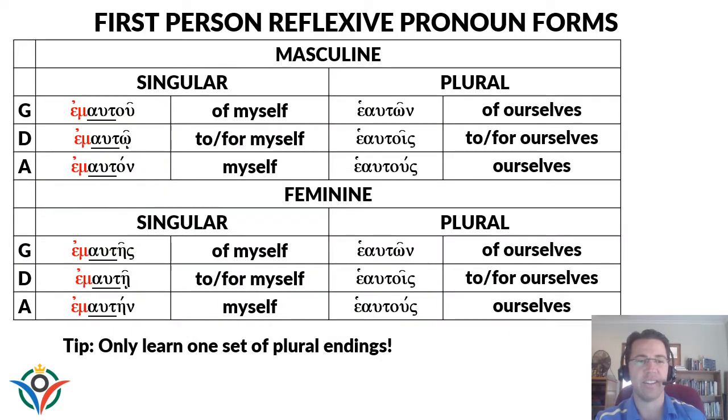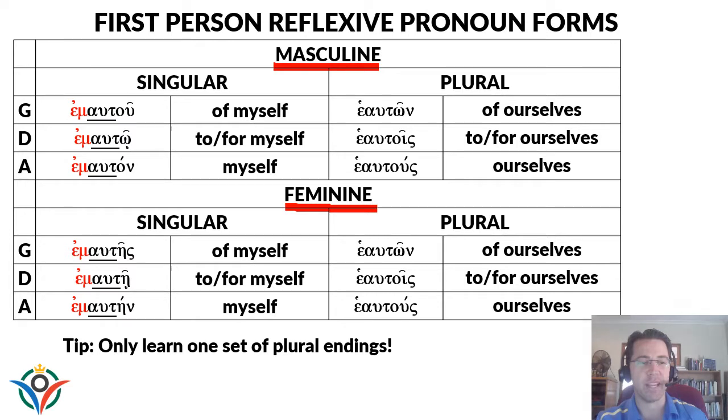So here are the first person reflexive pronoun forms. I've divided it up into the masculine gender and the feminine gender. The masculine will follow the second declension endings and the feminine the first declension endings. Also keep in mind that there's no nominative case, so we only have genitive, dative, and accusative, singular and plural forms. So let's take a look at the masculine forms together first.